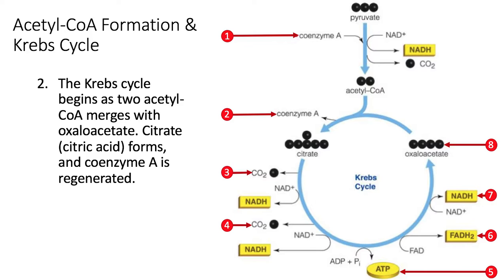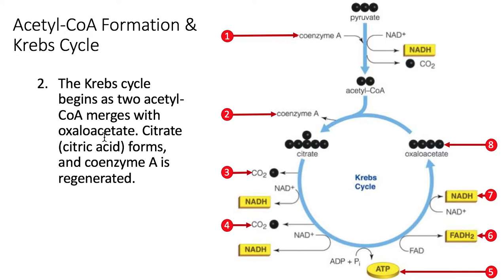In the next step, we are going to enter the Krebs cycle. And I should tell you that the Krebs cycle has another name, and that name is the citric acid cycle because of the formation of something known as citrate or citric acid, which happens in this step. So what we're going to do here is we are going to combine the acetyl-CoA with something known as oxaloacetate.